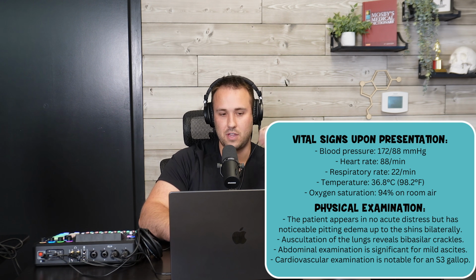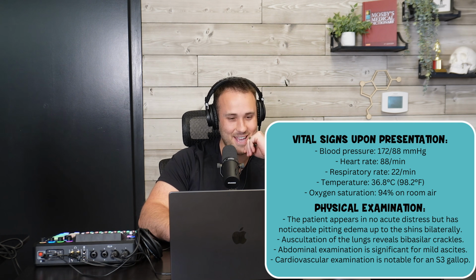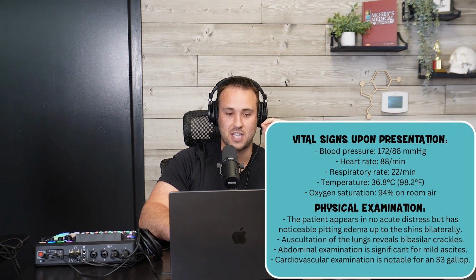Sure. Okay. So let's go ahead now and move into vitals, physical exam, and then some pertinent lab findings that we really have to talk about. Okay. So blood pressure, we have 172 over 88. Woo-hoo. Oh boy. Yeah. Heart rate is 88. Respiratory rate is 22. Temp is 36.8 Celsius, and his oxygen saturation is 94% on room air.